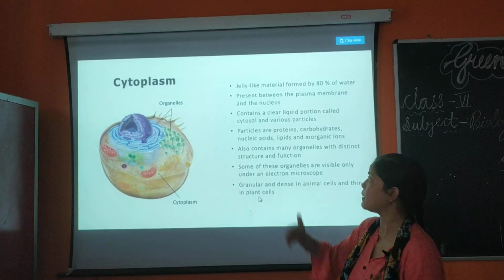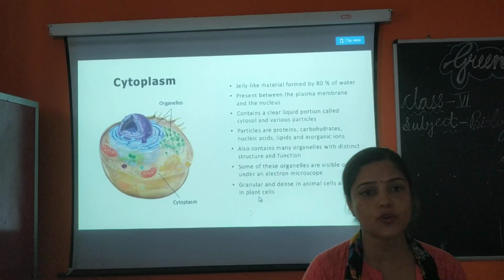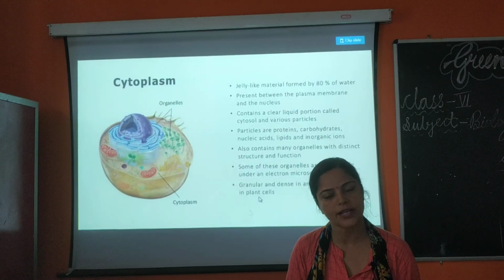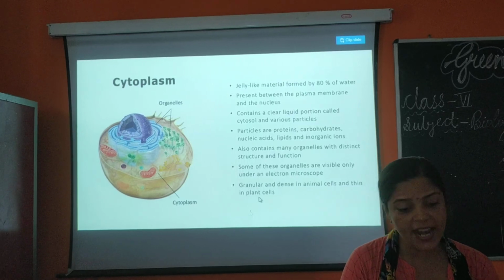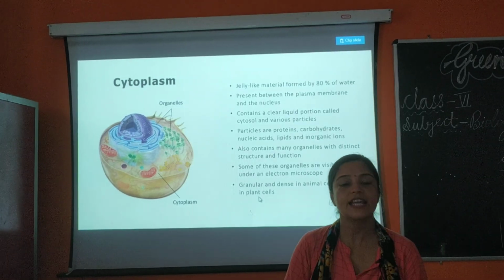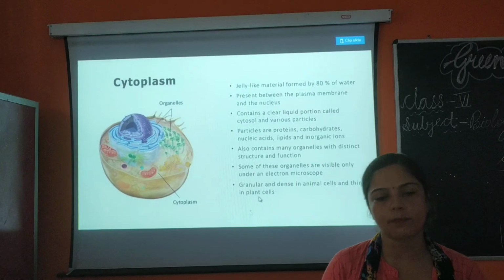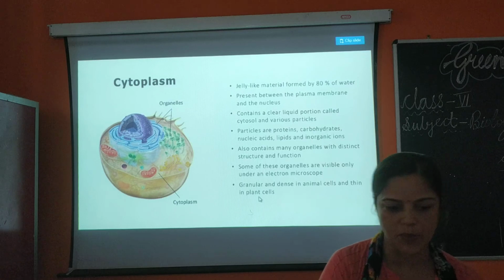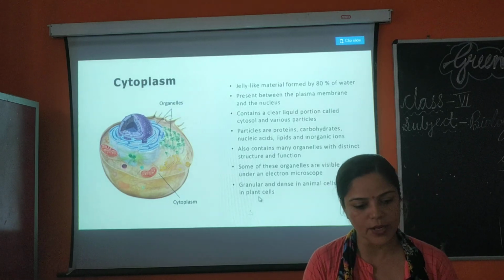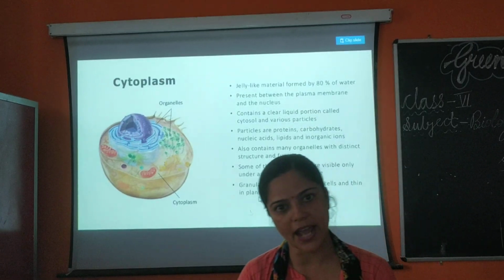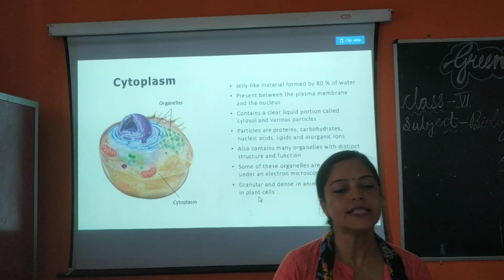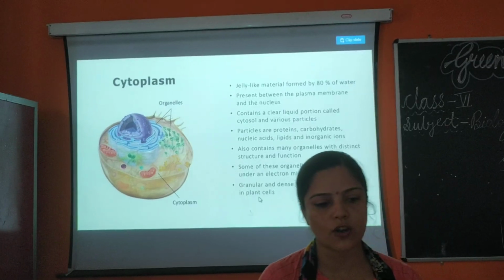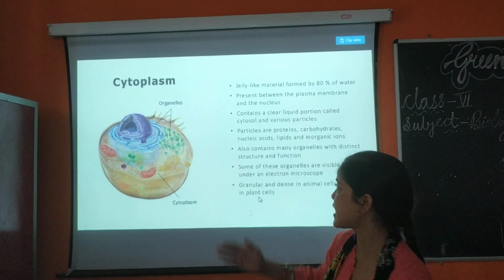Now let us study about cytoplasm. What is cytoplasm? It is a thick jelly-like colorless fluid. It occupies the space between the plasma membrane and the nucleus. All cell organelles are present in the cytoplasm.